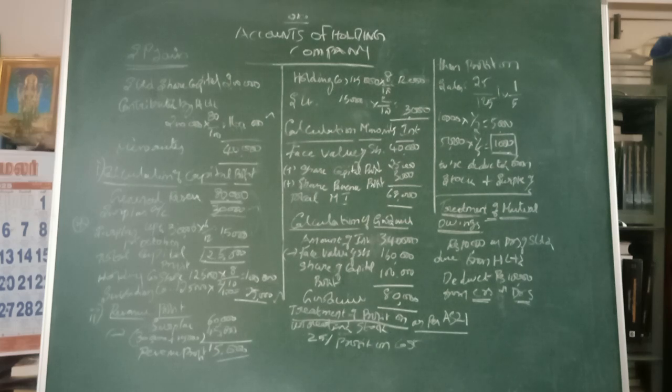So 6 months we have to adjust. Why 6 months? See, April, May, June, July, August, September, right? September 30th, because on 1st October the new company was acquired, so we have to take up to 30th September. So for that, 30,000 into 6 by 12, 15,000.